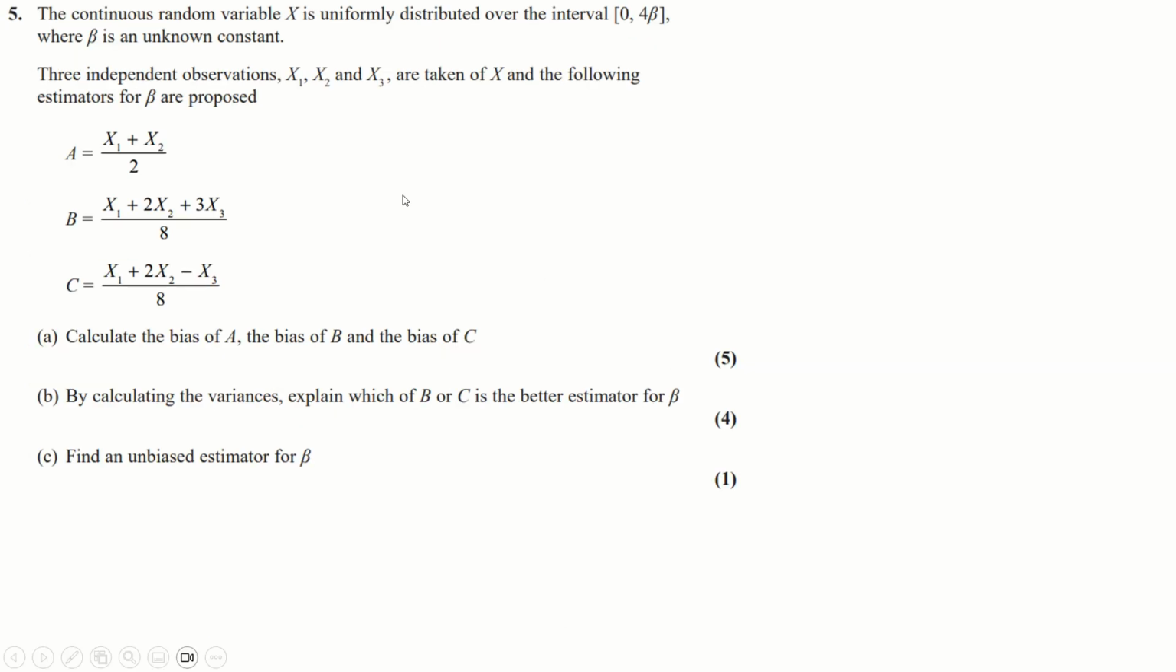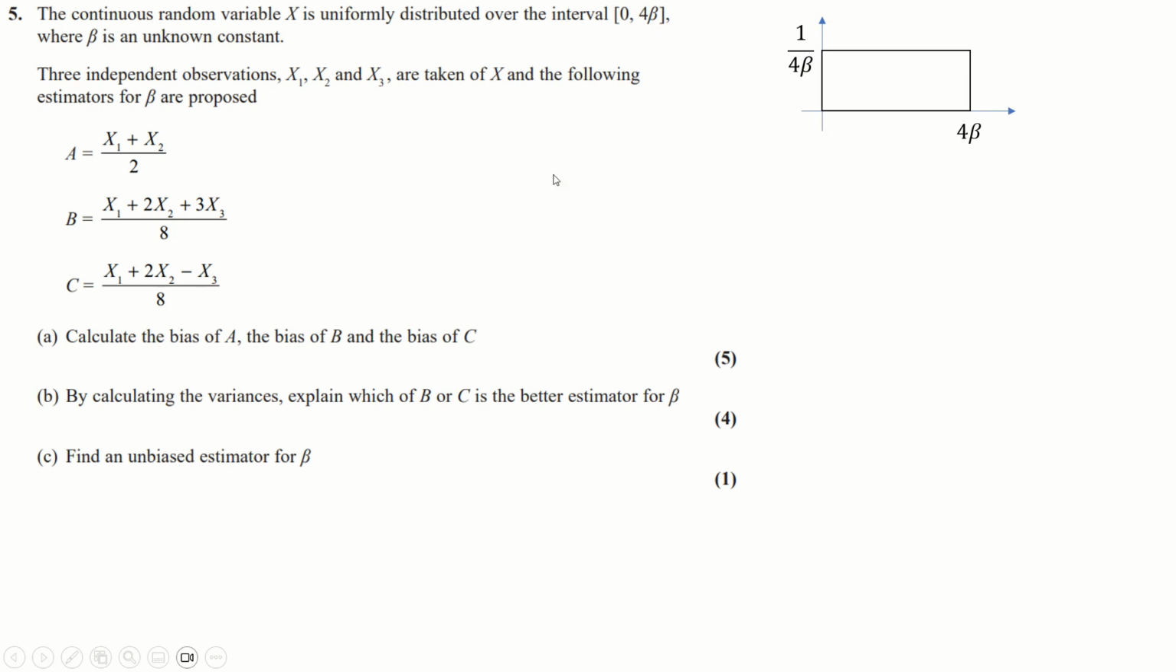Question number 5 then, I do like these questions as well actually. Got uniform distribution between 0 and 4 beta. Uniform distribution is of course just a rectangle like this. So we could note that this maybe is 1 over 4 beta. We don't actually end up using it, but it's just this times this has to be 1 to make the total probability 1, I guess. And okay, so we've got this.